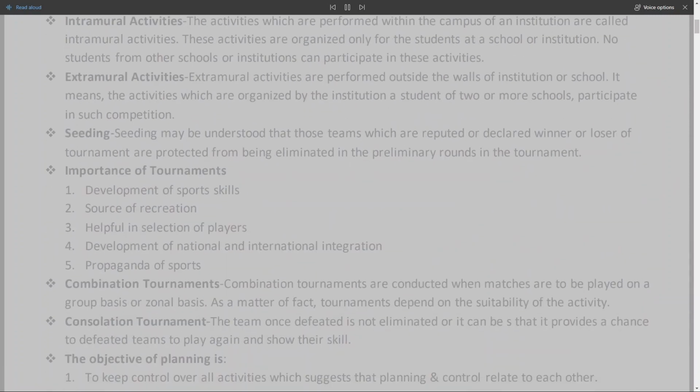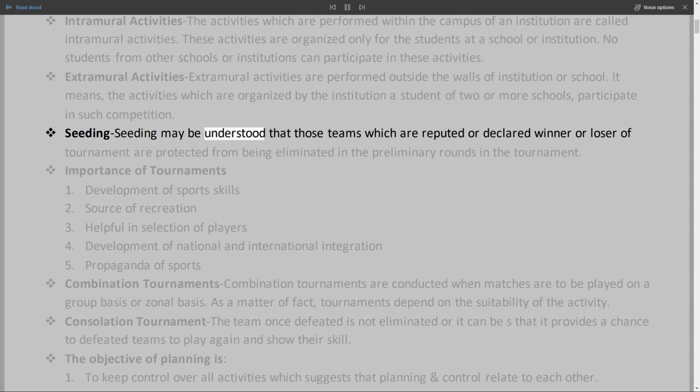Intramural activities: the activities which are performed within the campus of an institution are called intramural activities. These activities are organized only for the students at a school or institution. No students from other schools or institutions can participate in these activities. Extramural activities: extramural activities are performed outside the walls of the institution or school. It means the activities which are organized by the institution, where students of two or more schools participate in such competition.